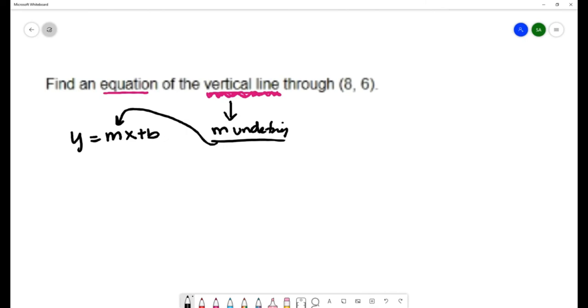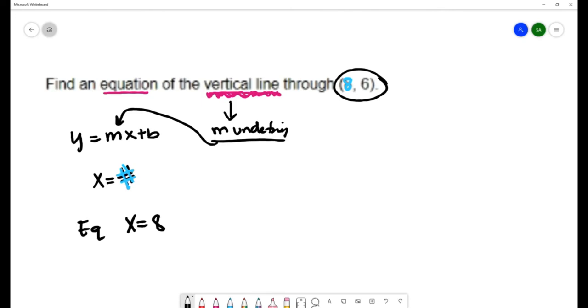The equation of a vertical line follows the pattern of x equals a specific number. In our example, we know that our vertical line must pass through the point (8, 6). So we're going to use the x-coordinate from that point as the number in our equation. So the equation will be x equals 8.